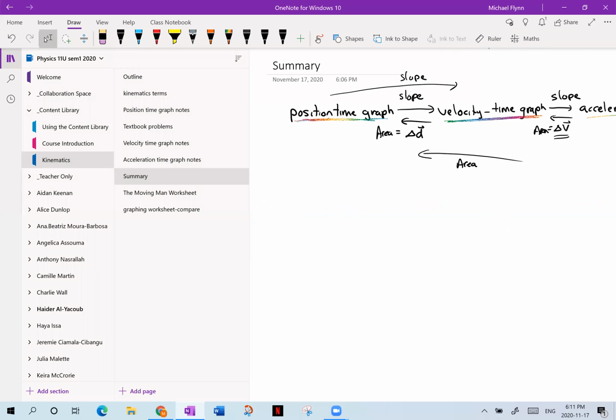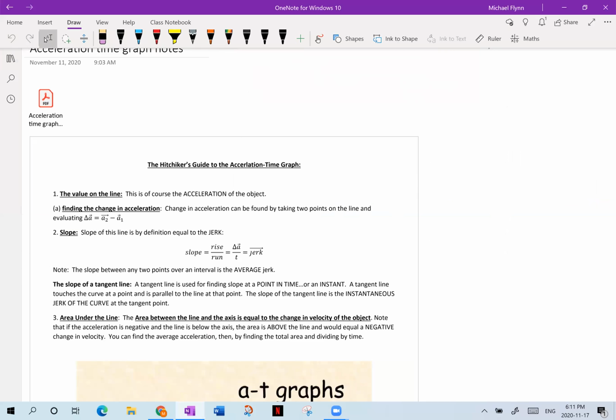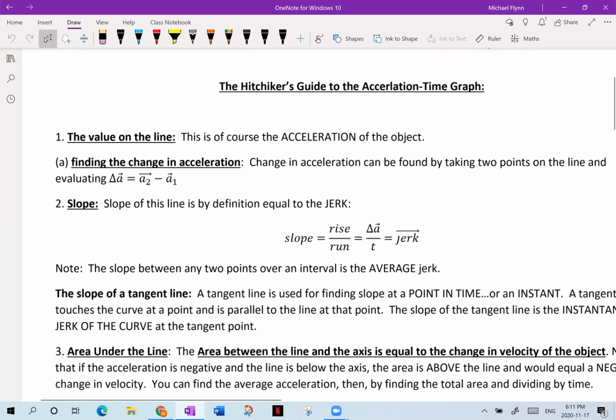And that brings us to the first topic for today's lesson, which is acceleration time graphs. I included this here, and it's an explanation of how acceleration time graphs work. The value on the line, of course, is the acceleration. After all, it's an acceleration time graph, so if you're reading off the value, that's going to equal the acceleration. The change in acceleration is a2 minus a1, delta a.